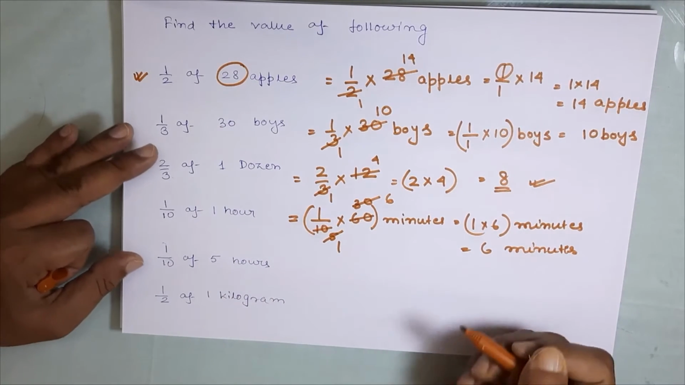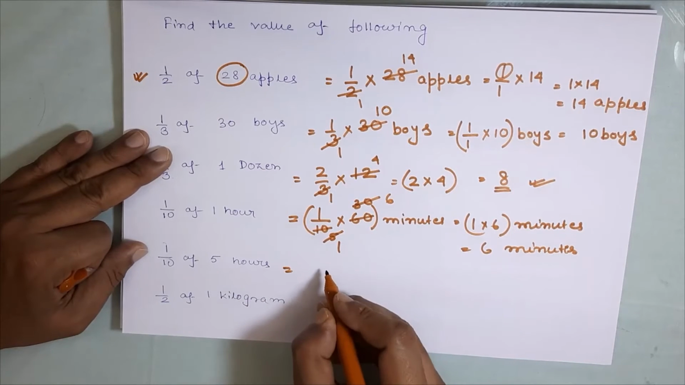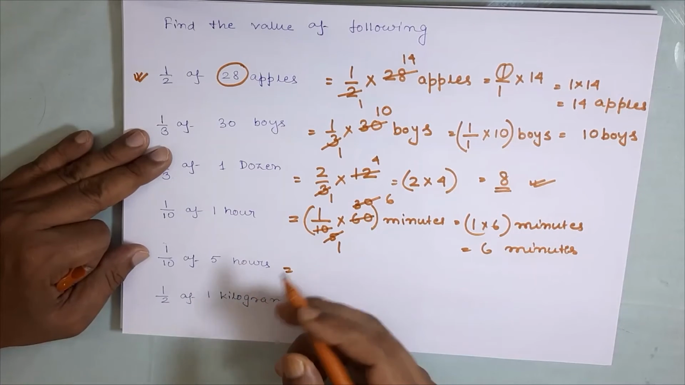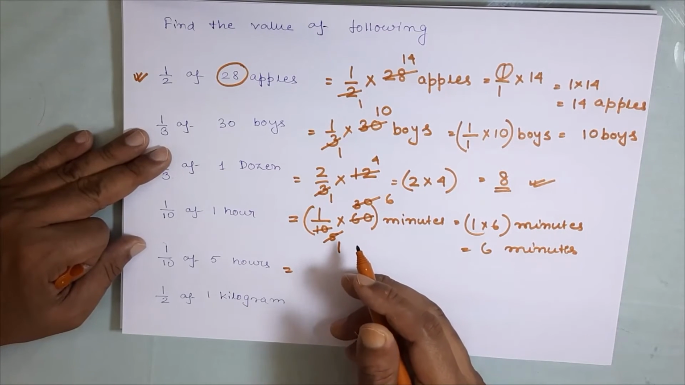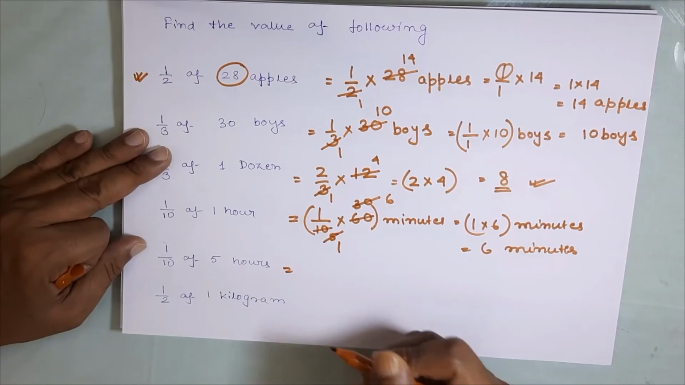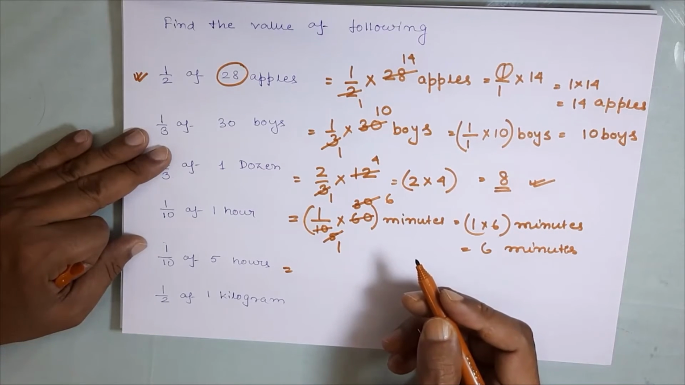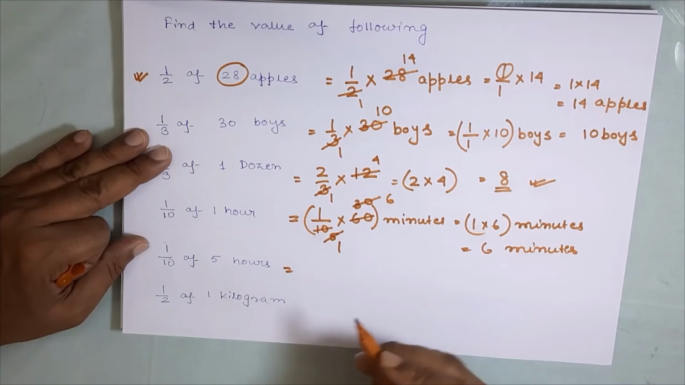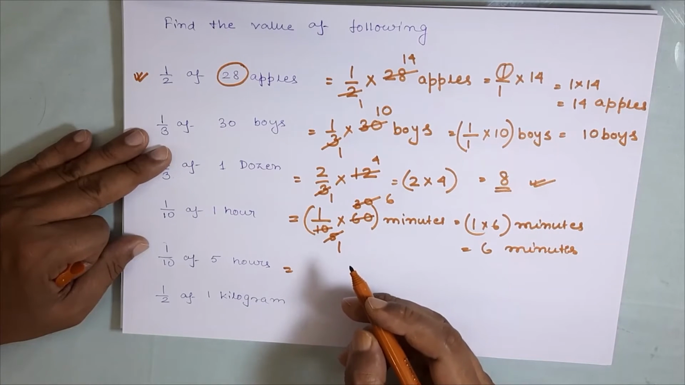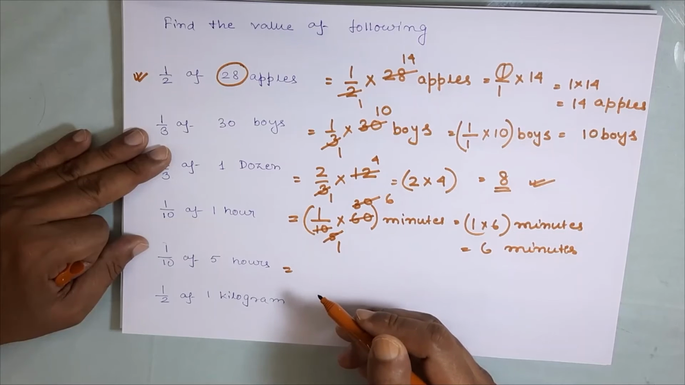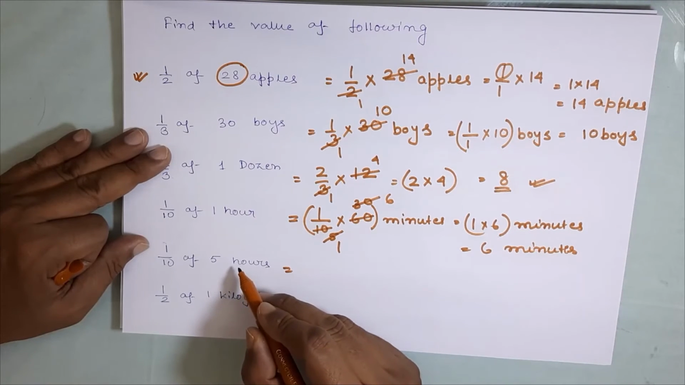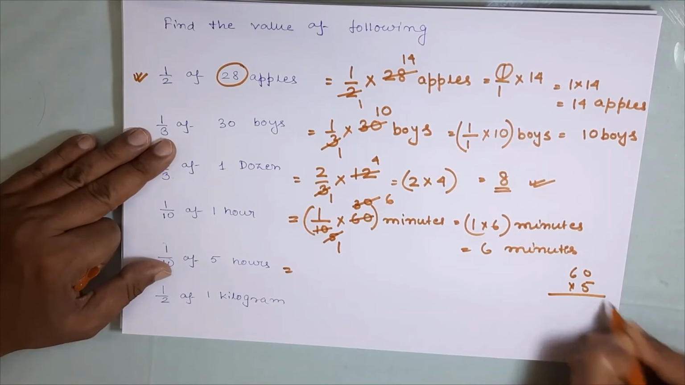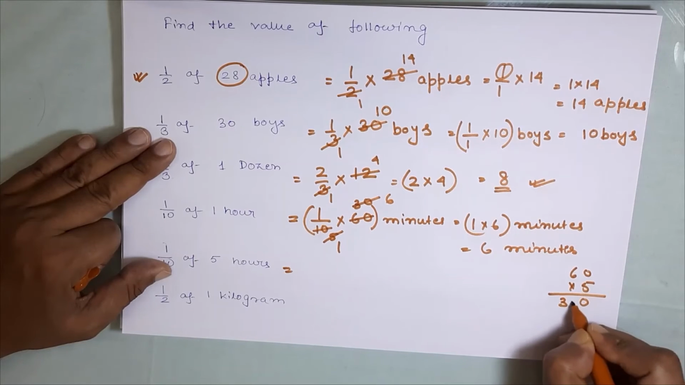Let us see what is there in the next problem. We have 1 by 10 of 5 hours. The same way, we cannot divide 5 by 10. We can, but we'll learn it at a later stage. But right now, for the sake of understanding, let us say that we can't divide 5 hours till it is expanded to a bigger number which is equivalent to 5 hours. So what is the bigger number of 5 hours? If we change it into minutes, yes, we'll get a bigger number. So 5 hours is equal to 5 into 60 minutes. So let's see, 60 into 5, what do we get? 0, 5 6 are 30, 300 minutes.